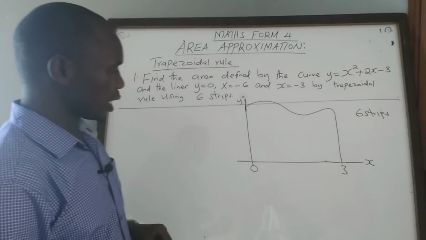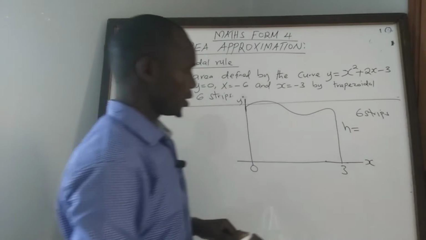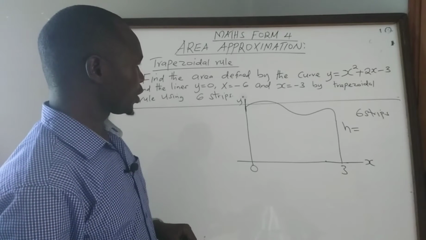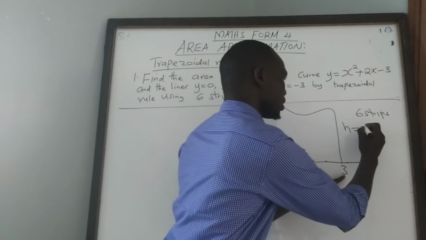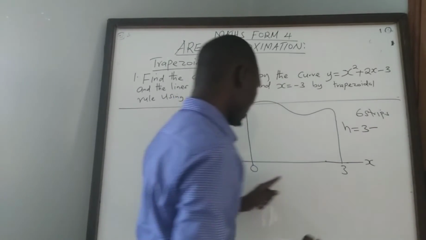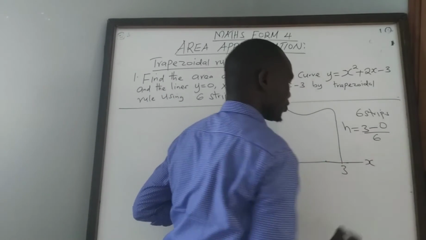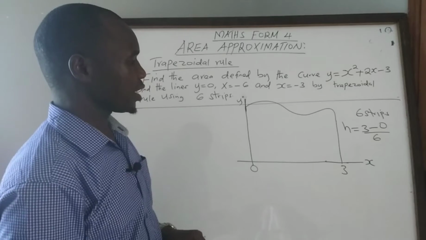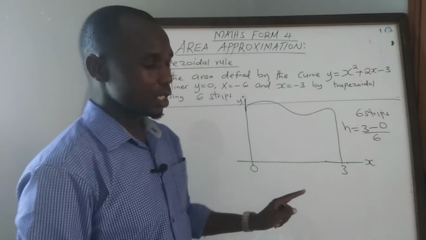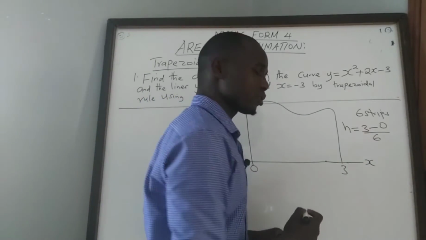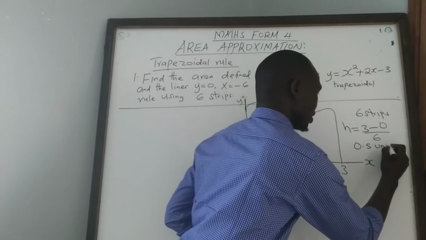What we normally do under the trapezium rule is to try and get the height first. So to get the height of each trapezium, we get the maximum value of x, which is 3, minus the minimum value of x, which is 0. Then we divide by the number of strips given by the examiner. In this case, 3 minus 0 gives 3. Then you divide by 6, and you get a half, which is exactly 0.5 units.